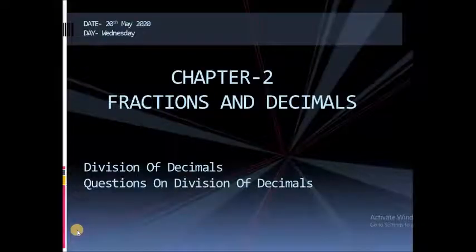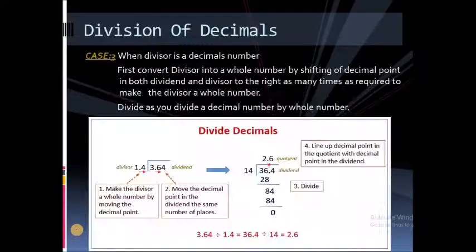So today we are going to see the third case of division of decimals, and in this third case we will see how we divide a decimal number with another decimal number. That means here in this case our divisor would be a decimal number only. And after doing this type we will cover a few questions of exercise 2.7. So let's start our class for today.